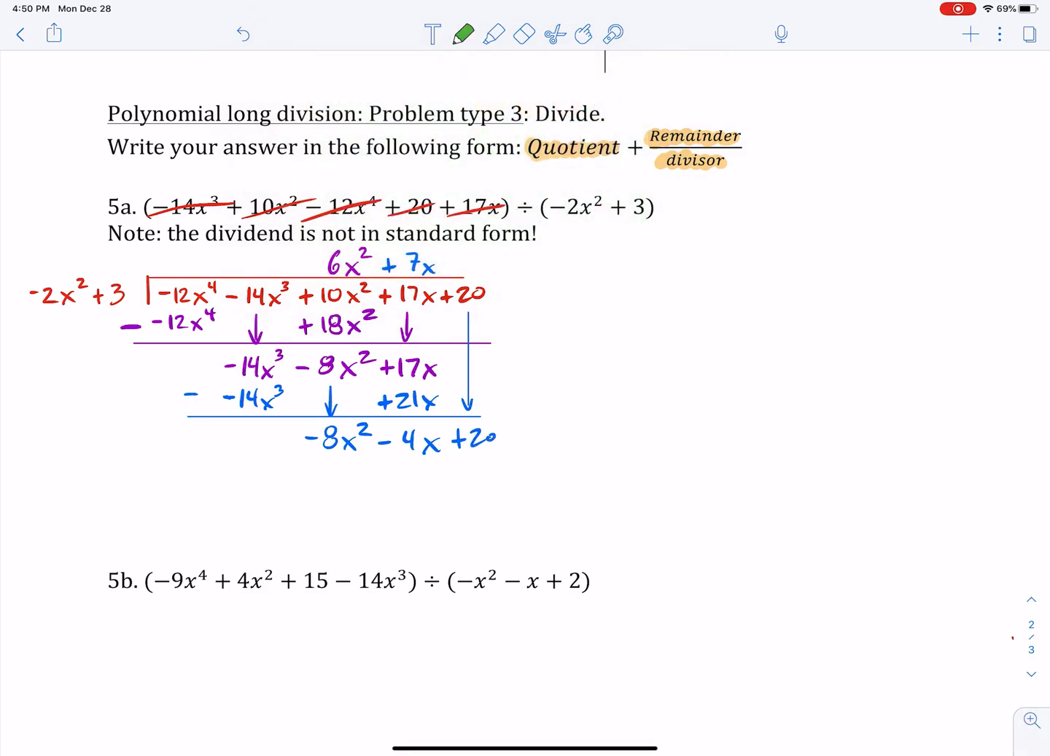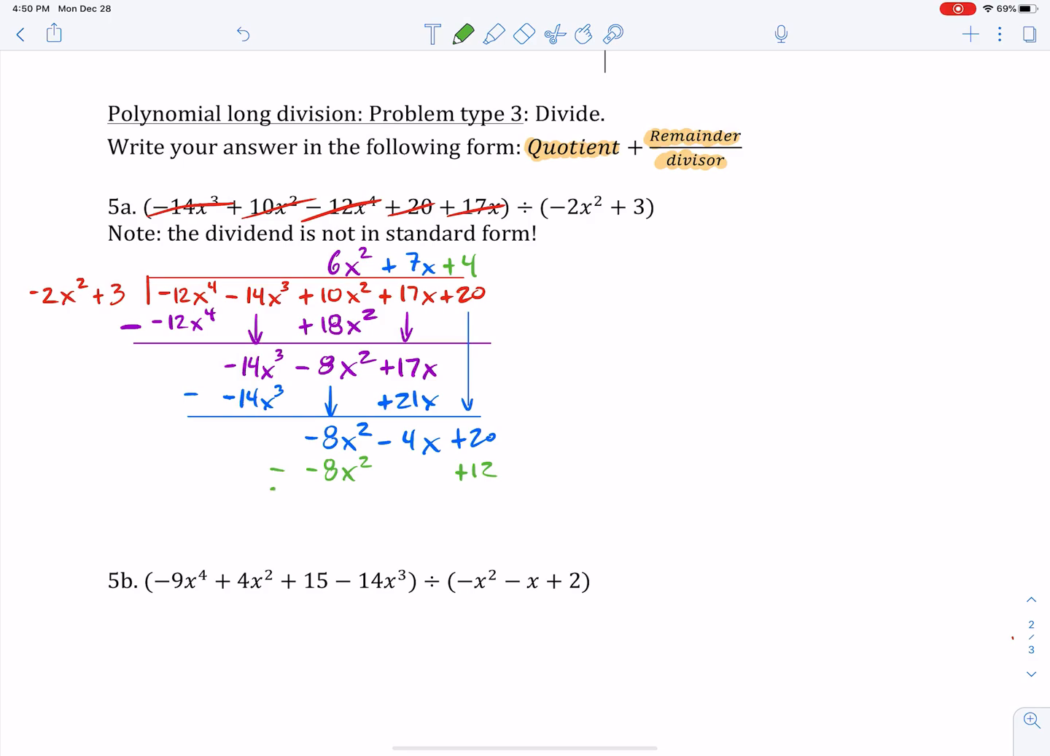And let's do it all over again. Negative 8x squared divided by negative 2x squared. That gives me just 4. 4 times negative 2x squared gives me negative 8x squared. 4 times 3 is 12.